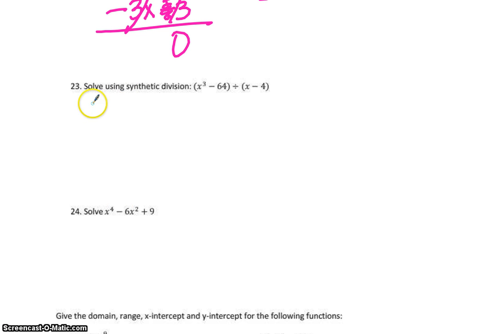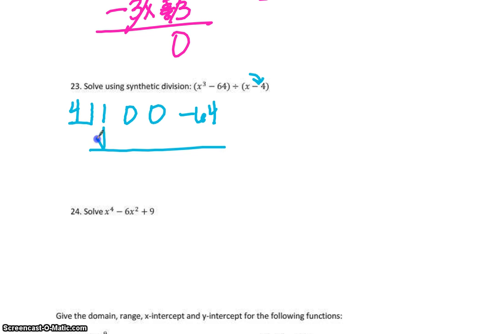So with synthetic division, you're going to put the number with the opposite sign, so a positive 4, on the outside. Then you're going to put your coefficients. Don't forget you have to do placeholders. If it skips, this one does. We have 1 for x to the third, 0 for x squared, 0 for x, and negative 64.